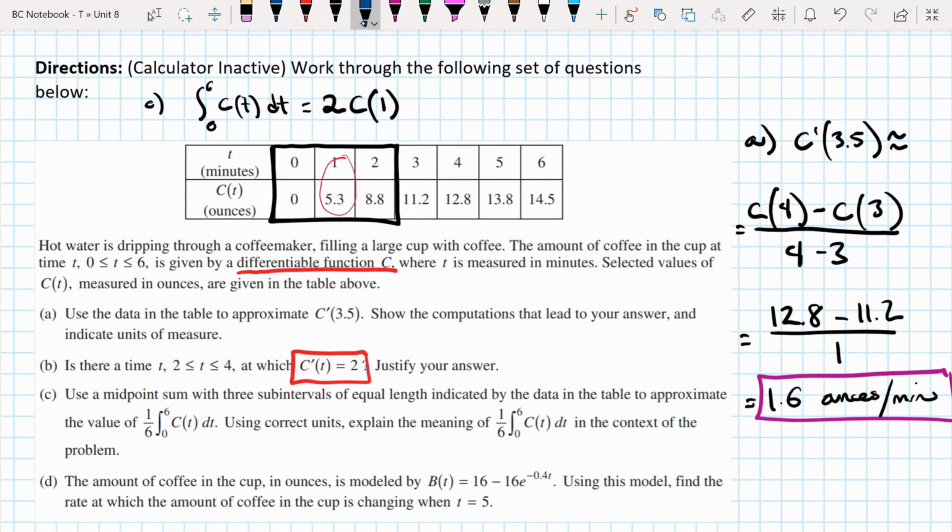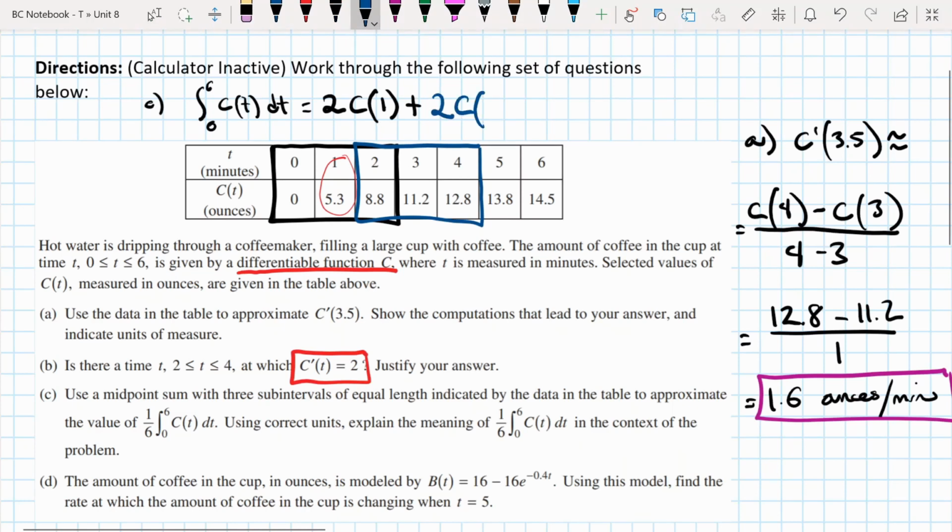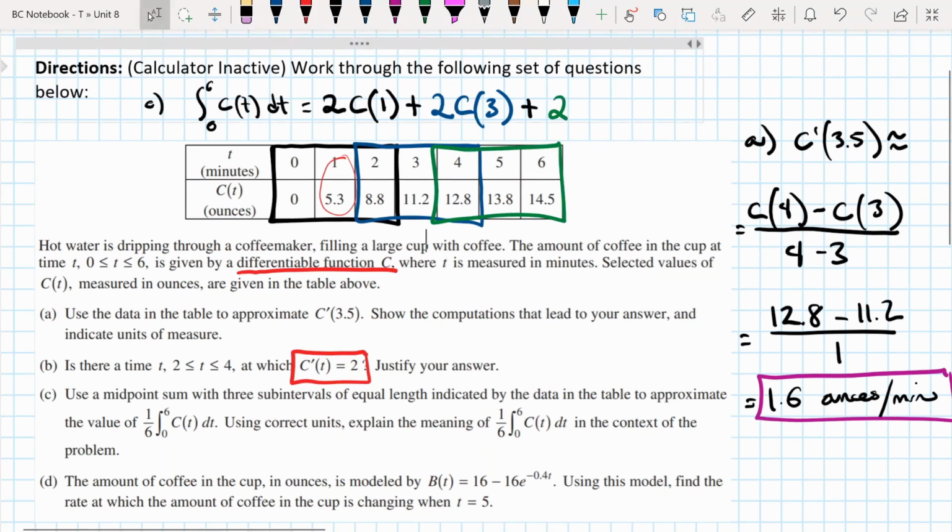Okay, the second rectangle is going to be between 2 and 4. So again, the base of this rectangle is 2, and then the height is going to be the value of the function in the middle of 2 and 4, which is 3. And then the last term is going to be these values over here. Again, the base is 2, and then the height is going to be the value of the function at 5.